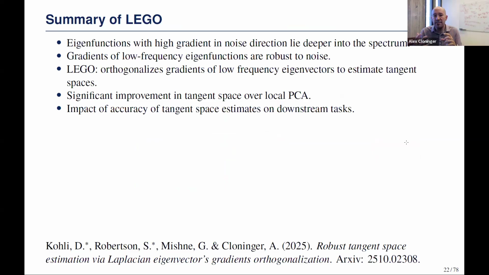Eigenfunctions that have high gradients in the noise direction will always lie deeper in the spectrum, so we focus on the set of low-frequency ones. You get this nice orthogonalization. And at the end of the day, it gives you a local hyperplane, which means if you have new points, there's a trivial out-of-sample extension. It's not intrinsic. It's an extrinsic dimension reduction, which is nice. If you're interested in any of the details, this is our most recent paper, Robust Tangent Space Estimation, LEGO. I'd recommend taking a look. All of the proofs of all of the theorems I mentioned are in there.